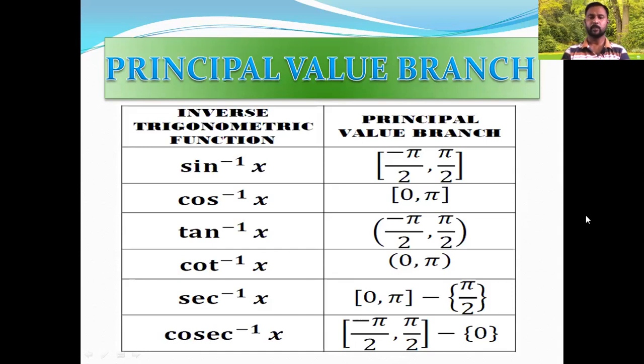Similarly, the principal value branch of cosec inverse x is the closed interval minus pi by 2 to plus pi by 2 minus the set {0}, because at x equal to 0, cosec 0 is not defined.